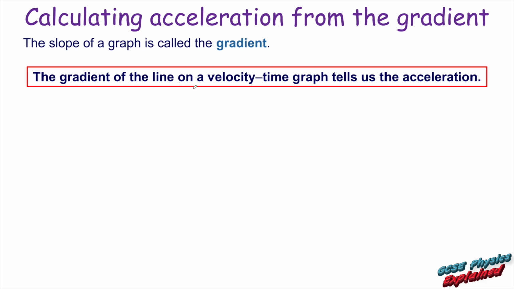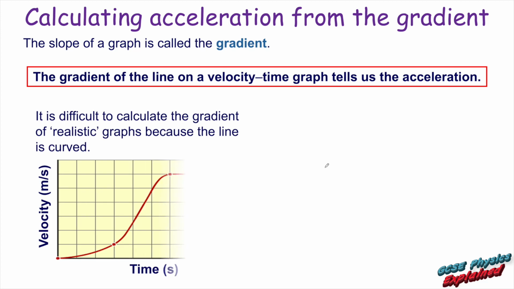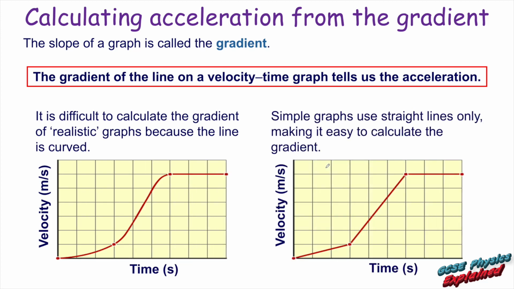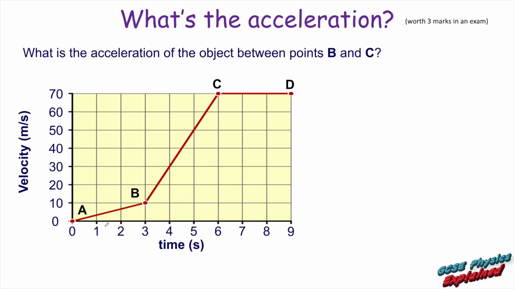So I've said the gradient of the velocity time graph tells us acceleration. So basically, we need to work out the gradient. Now, you'll not get a graph that's all over the place like that, right? What the examiners will do is they'll simplify the graph by making it straighter. Right, so how do you get the acceleration between points B and C?